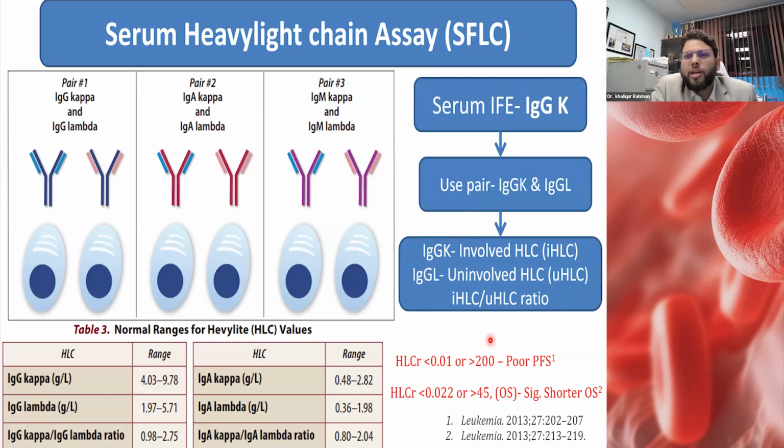Number two, the ratio has been used as one of the important prognostic markers. So in certain studies, a heavy light chain ratio of less than 0.01 or more than 200 has got poor progression free survival, and a ratio of less than 0.2. These are two different studies published in Leukemia. So this ratio has been found in certain studies to be a more robust parameter that can define the overall survival or progression free survival of the patients. But still, this has not found its place in the diagnostic recommendations that we currently follow.